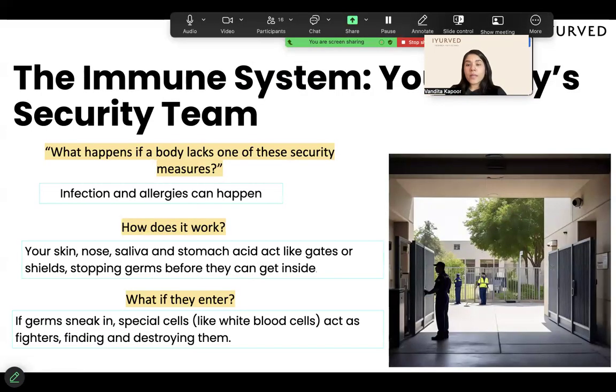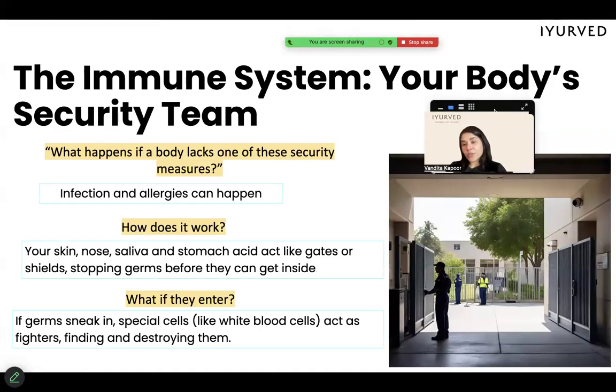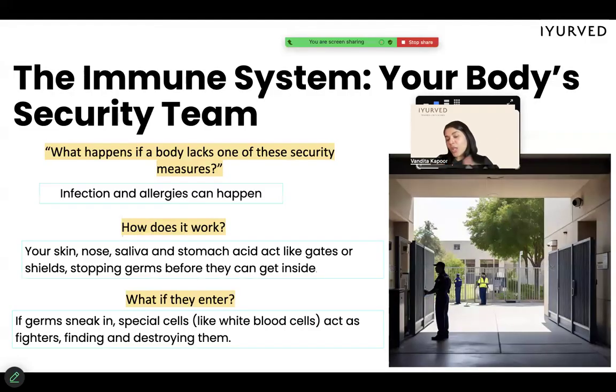Okay, so the immune system is your body's security team, which I just told you about. Now look at this photo. You have some gates, you have guards, you have multiple gates. This is how your body's immune system will look. Now, what happens if the body lacks one of these security measures? What if one of these doors doesn't get locked? What if the thief or somebody attacking your body is able to enter your body? When that happens, the body gets infections and allergies.